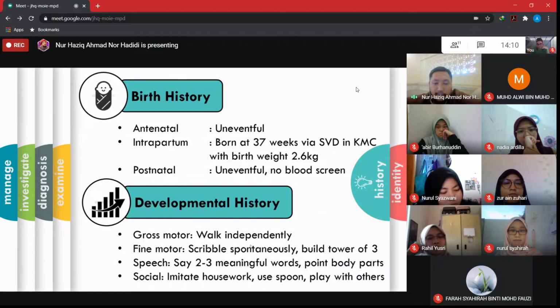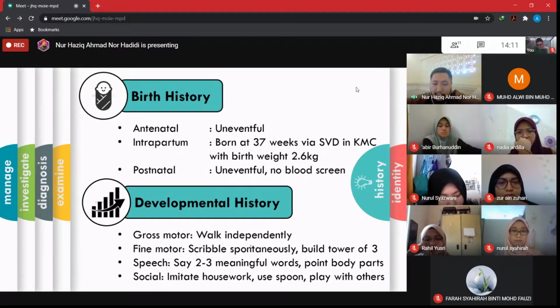For the developmental history, currently he can walk independently, throw balls without falling, and sit on the chair. For the fine motor, he can scribble spontaneously and build a tower of three. For the speech, he can say 2 to 3 meaningful words such as mama and baba, and can point to 2 to 3 body parts. For the social, he can imitate housework, use a phone, and also play well with other children.